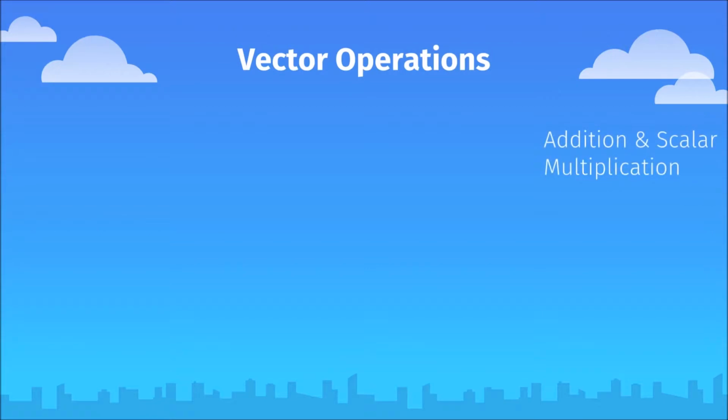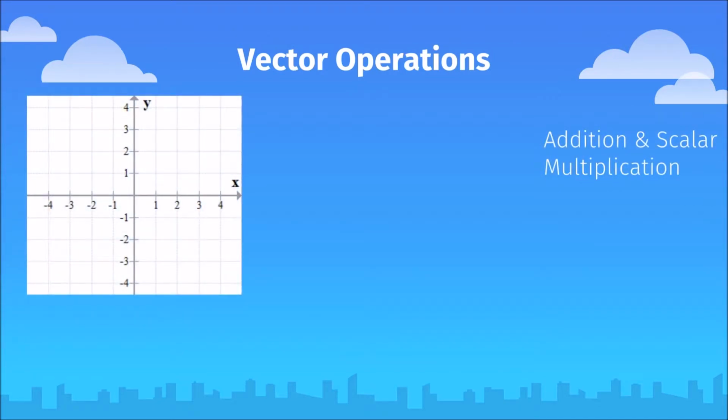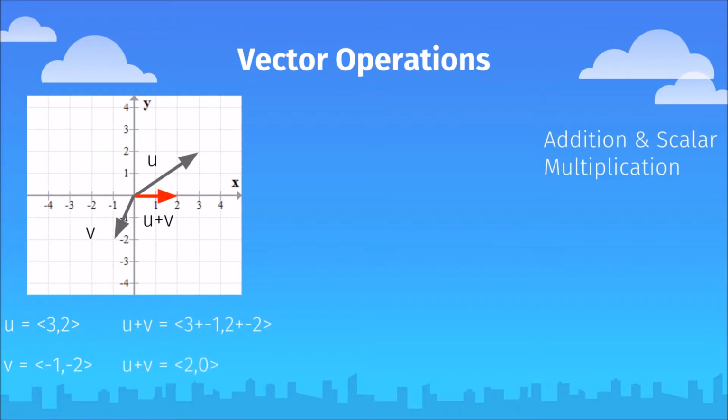There are two main operations you can do with vectors: adding and multiplying. Adding a vector requires two vectors to be part of the operation. U is 3, 2, and v is -1, -2. By adding u and v, you get the sum and a new vector. In order to add the two vectors together, you add the x component and the y component of the vector. So the sum of u and v is 2, 0.